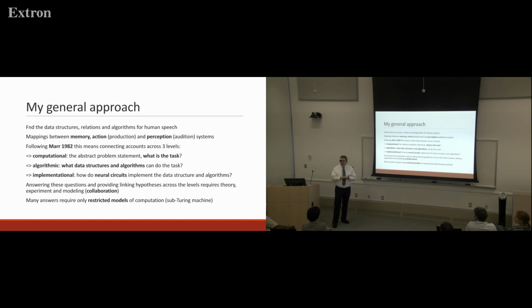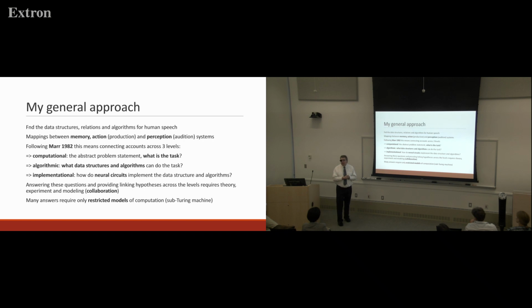Now, in the case of language, this is involving at least mappings between three very large systems, which are the memory system, which we know remarkably little about, actually, in human beings. The action system, production. I don't do a lot of work on speech production, but this informs some of the answers to the question. And speech perception, that is audition, or auditory neuroscience. We know quite a lot about that, mostly from animal models. And then we try to import those into human beings.